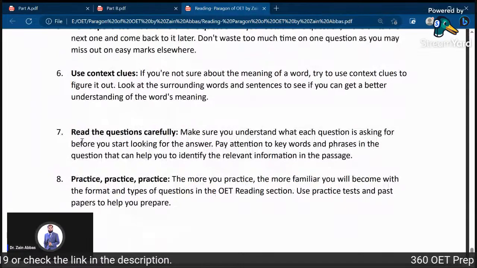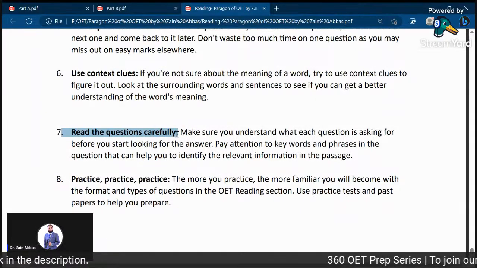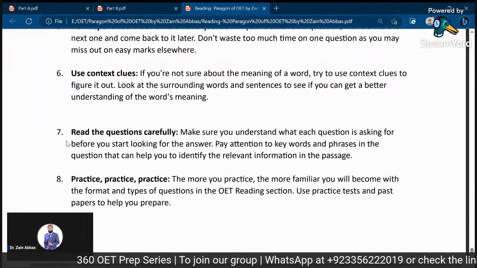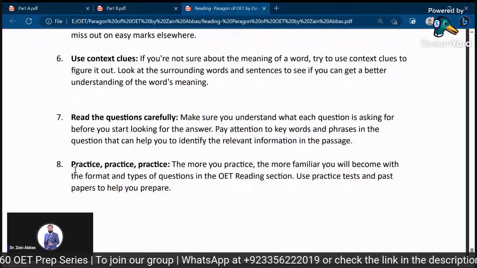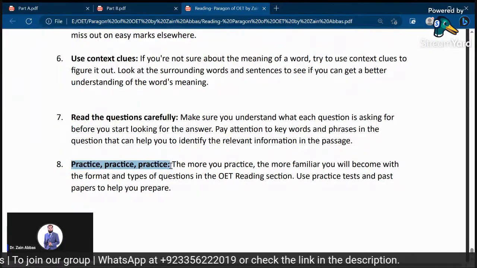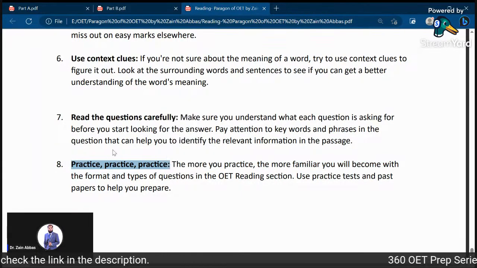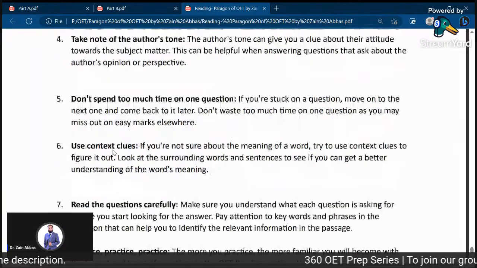Okay, then read the questions carefully. Obviously, this is not a hidden tip or trick. This is a very well-known tip you are aware of. And with practice, obviously, you become more inclined to this part of the advice. So let us see how we can apply the other tips or tricks we have just studied.